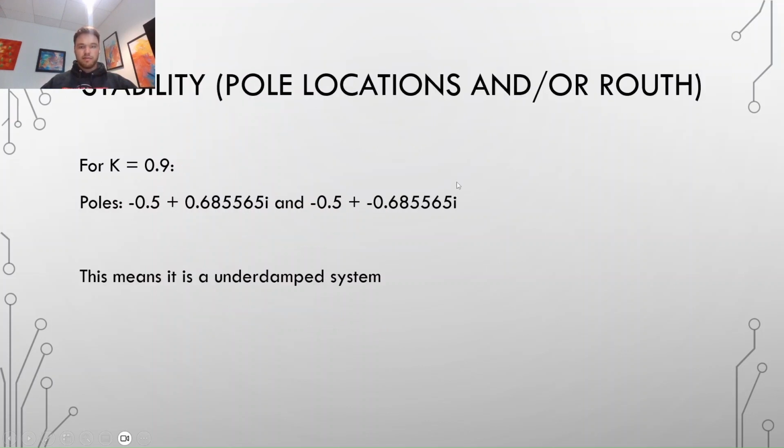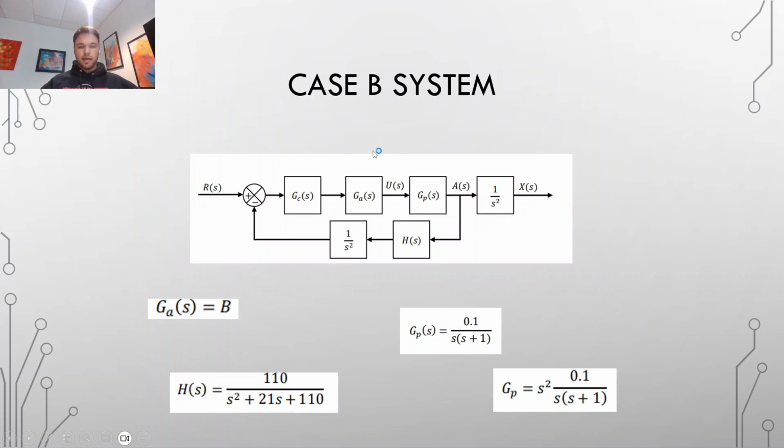Stability for this first case, this is what I got for the 2 complex poles, and this is going to mean it is going to be an underdamped system. And then going on to case B, this is going to be the system.